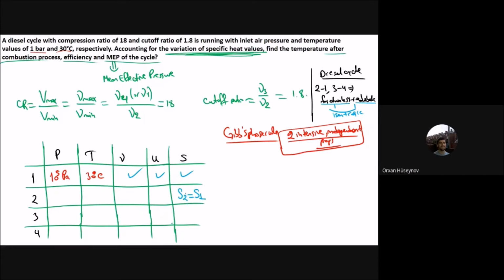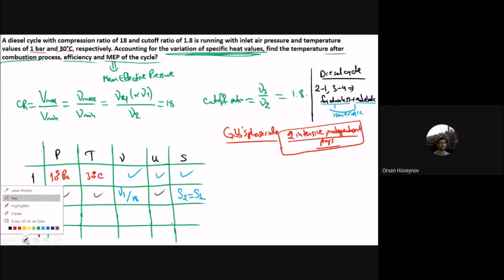Okay, good. And I also know the ratio of the specific volumes, because that is given as the compression ratio, which is 18. Therefore, the specific volume at stage 2 will be the specific volume at stage 1 divided by 18. You can now see it. I know 2 properties, which are entropy and the specific volume. Therefore, I can find any third property. So this one is known, this one is known, this one is known. 2 important properties are found.